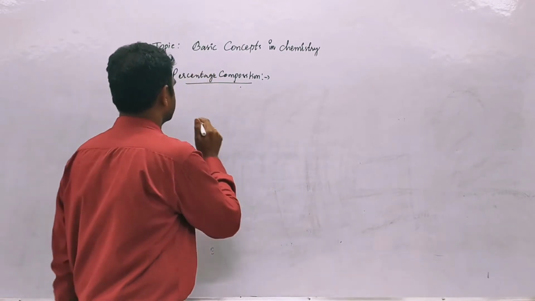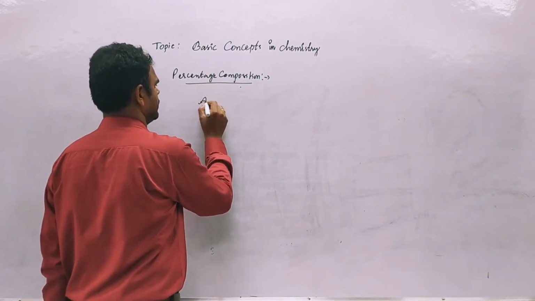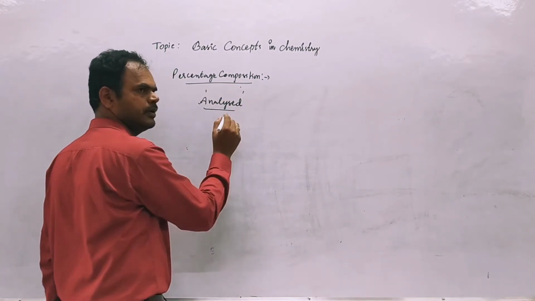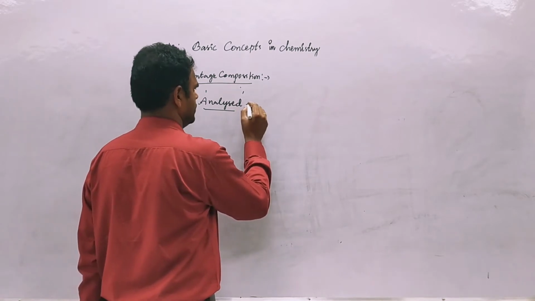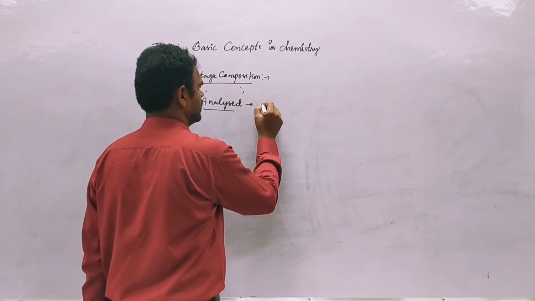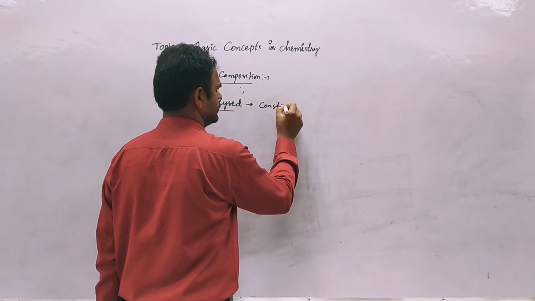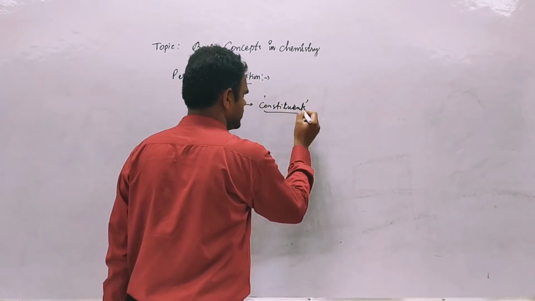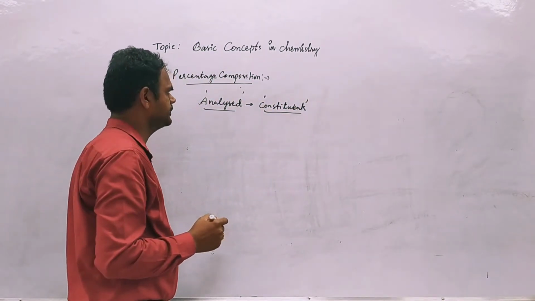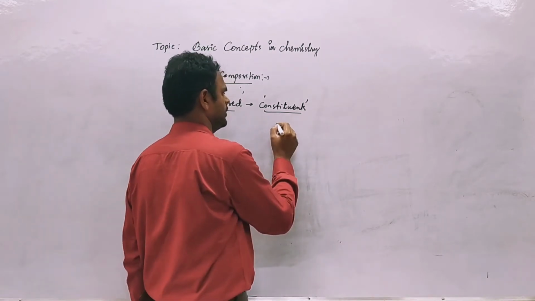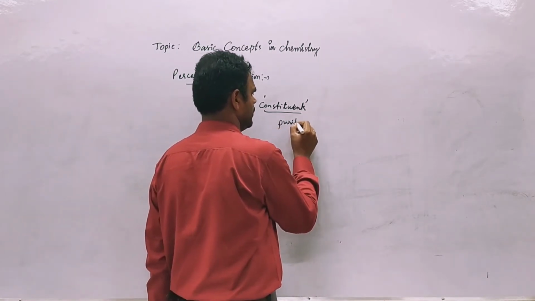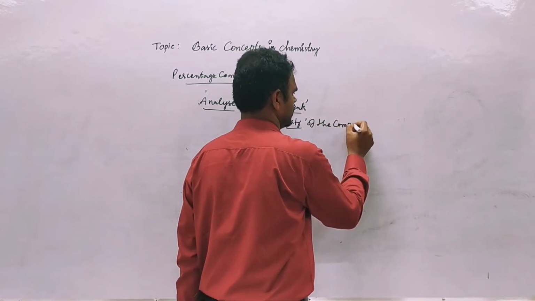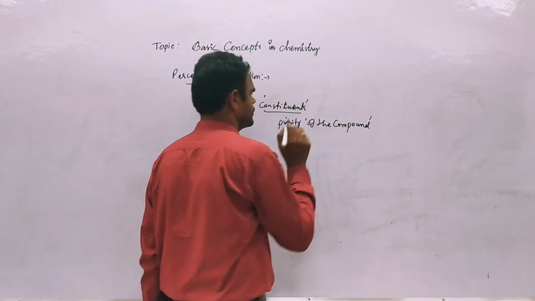The main purpose of this percentage composition is that, number one, the compound can be analyzed to find the constituents, what constituents are present in the compound, we will learn. And finally, we can test the purity of the compound. Purity of the compound we can determine by using this percentage.